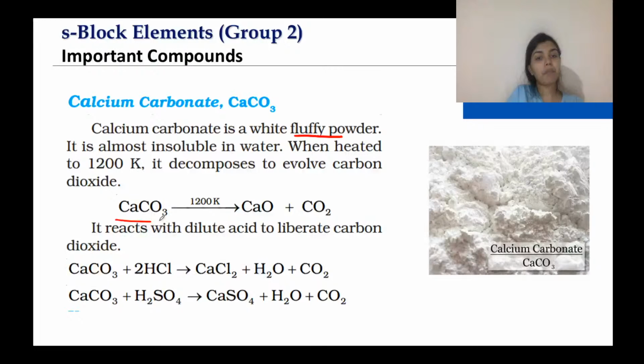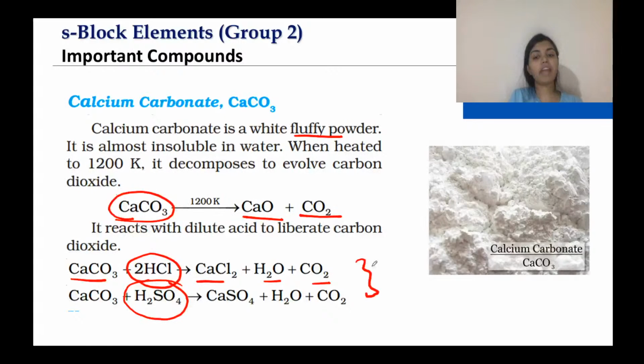Calcium carbonate, on heating at 1200 Kelvin, gives calcium oxide plus carbon dioxide. Calcium carbonate reacts with acids such as HCl and H2SO4 to form the corresponding salts plus water plus carbon dioxide. These reactions you have done in your 10th class also. So calcium carbonate plus HCl will give CaCl2 plus H2O plus CO2. Then calcium carbonate plus H2SO4: SO4 will combine with calcium to form calcium sulfate, carbonate will evolve as CO2, and the remaining hydrogen and oxygen will combine to give water.